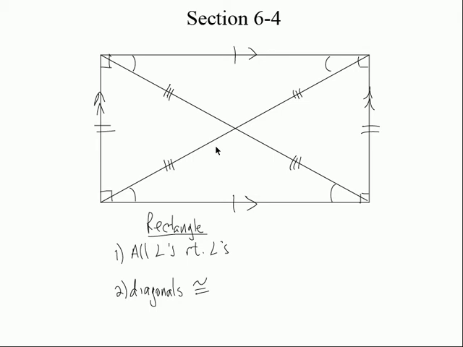So look at page 420. There's a theorem. It says if the diagonals of a parallelogram are congruent, then the parallelogram is a rectangle. So if I know I'm starting off with a parallelogram and I know the diagonals are equal to each other, then I can say that that parallelogram is not just any parallelogram. It's what kind? It's a rectangle.